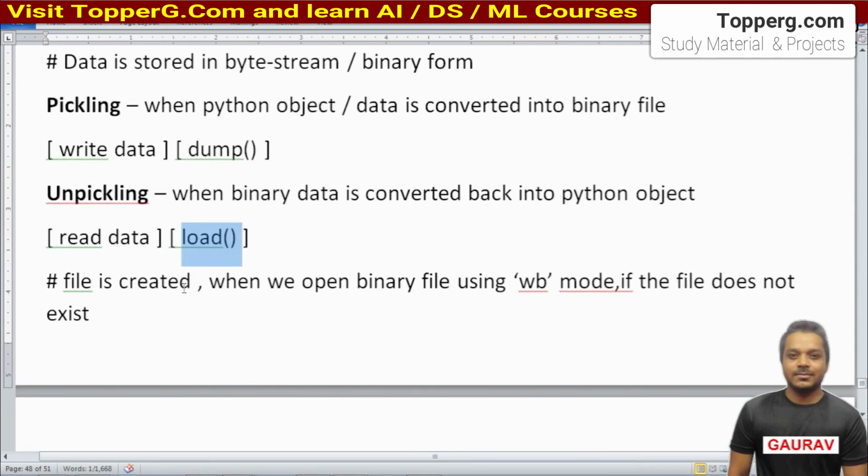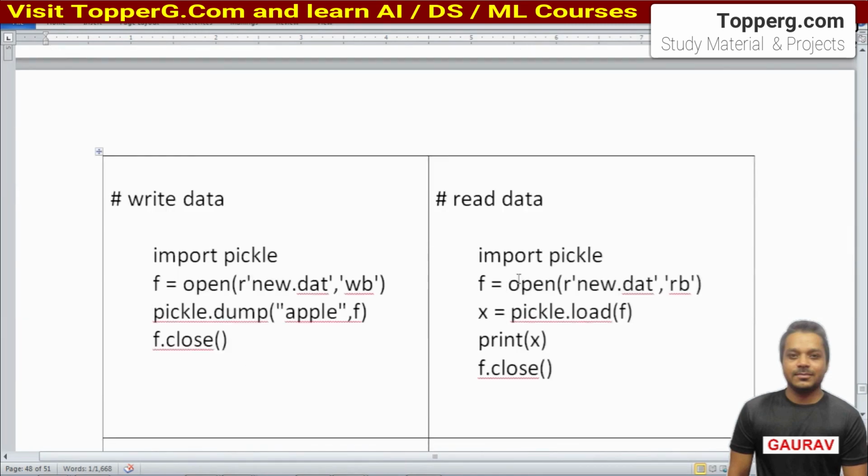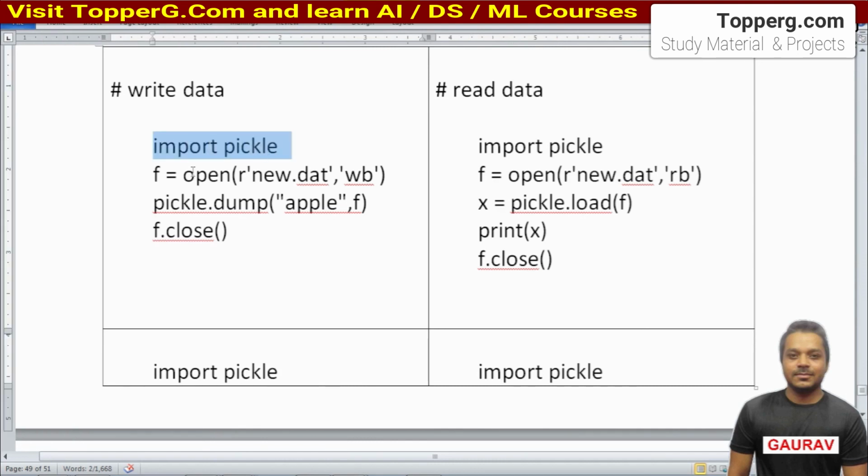Okay. So if the binary file is not present, we can just simply take an address and put WB mode, and if the file does not exist, it will be auto created. So how will you write the data? Import the pickle module, open function, put WB mode, and the file will be created with this name if it is not present. Remember the extension .dat. Apply the dump function with the pickle module. Apple, this is the data, and f is the file handle, okay, that has the link of the file. So data will be written in that.